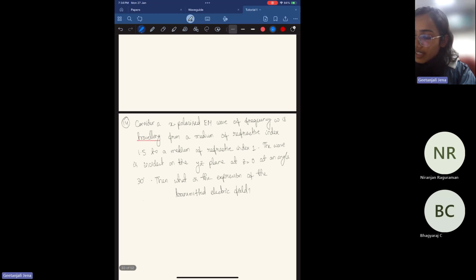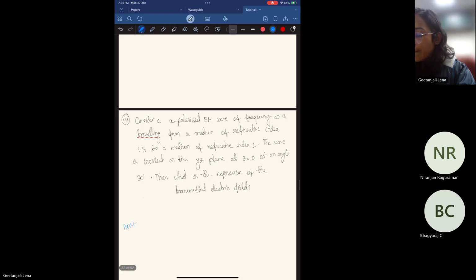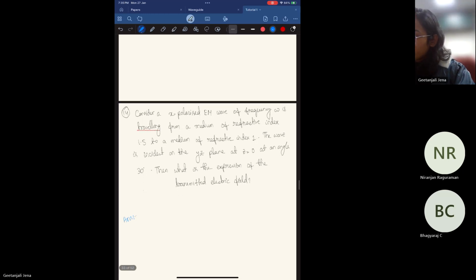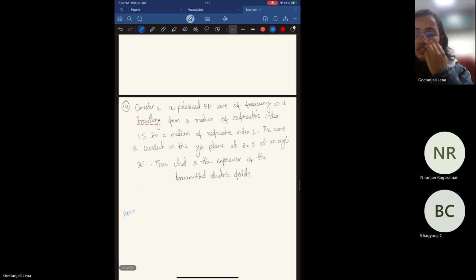So let us move to our next question then. The question says, consider an X-polarized electromagnetic wave of frequency omega. It is traveling from a medium of refractive index 1.5 to a medium of refractive index 1. The wave is incident on the YZ plane at Z equal to 0 at an angle 30 degrees. Then what is the expression of the transmitted electric field?